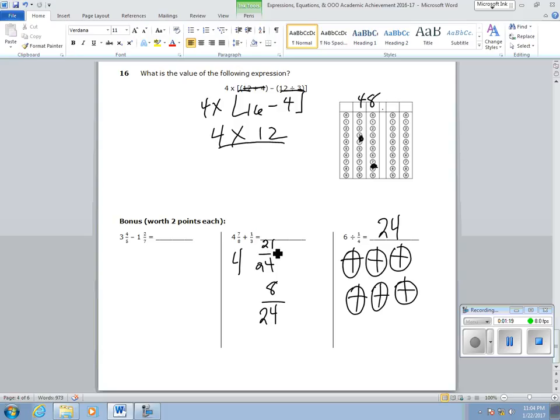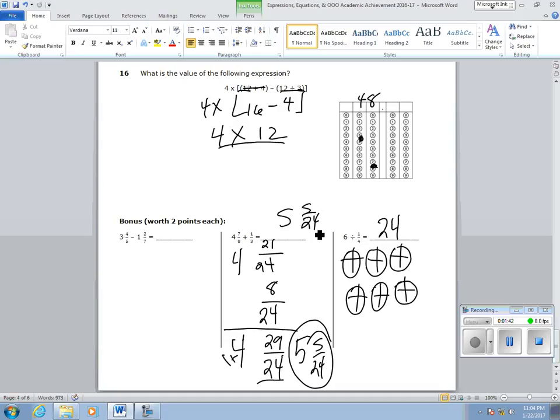So now we're able to add, and we know that that's 4 and 21 and 8 is 29. And we know that that is an improper fraction. Therefore, how many 24s go into 29? And that would be 1 more. So now you have a 5. The remainder would be 5. And we know that that is already simplified. So your answer there is 5 and 5/24.